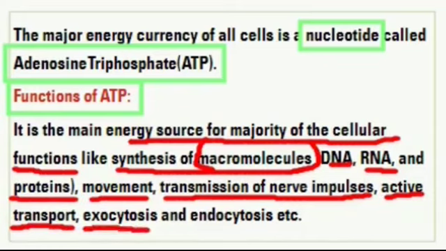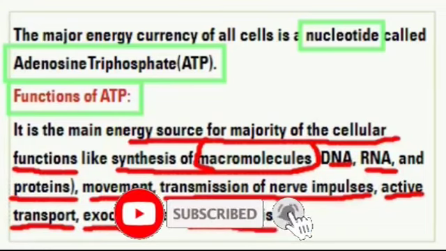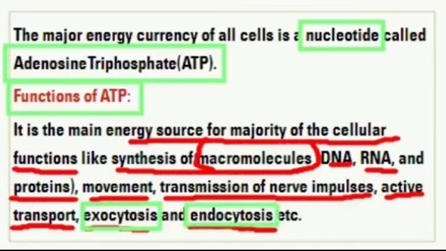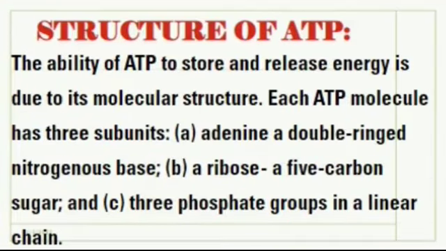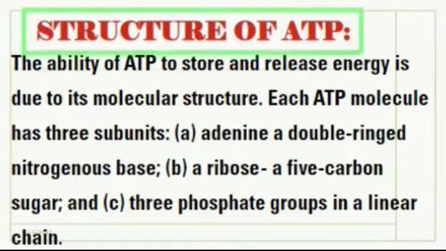Exocytosis and endocytosis. Exocytosis is a process in which the cell excretes the bulky materials or extra food particles in the form of vesicles from itself into the extracellular space. And endocytosis is a process in which the cell takes in the bulky materials from outside to the inside. In all these processes, cells require energy which is in the form of ATP. That's why it is known as the cell's major energy currency.